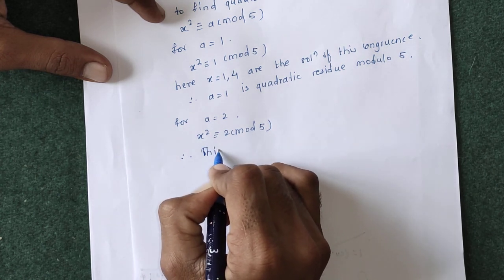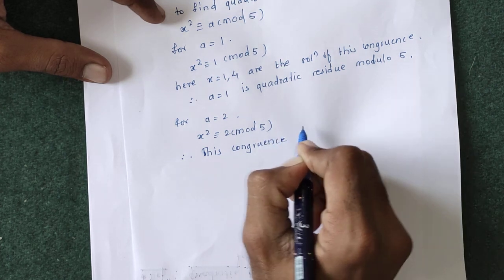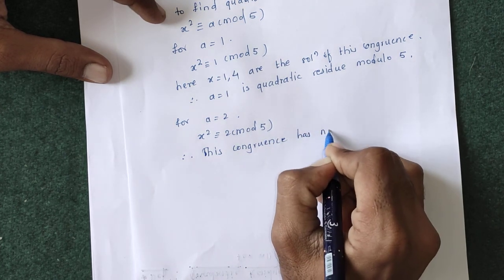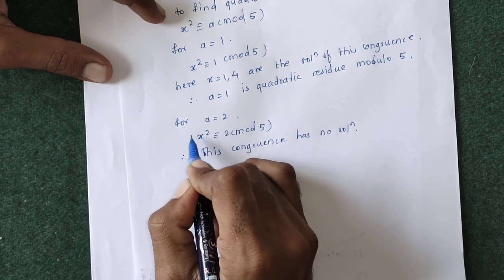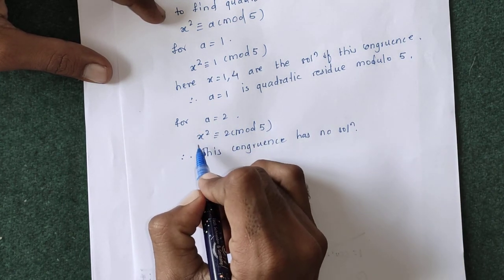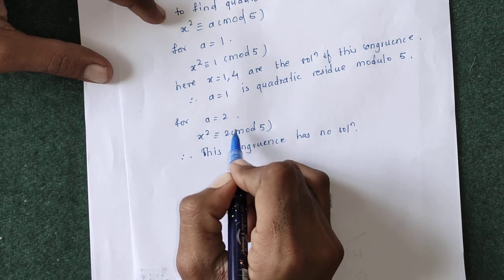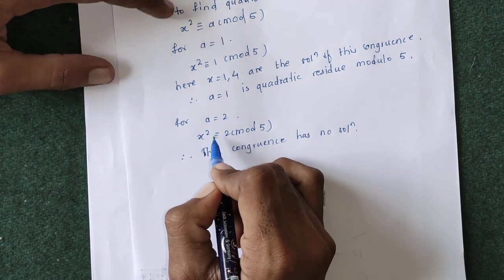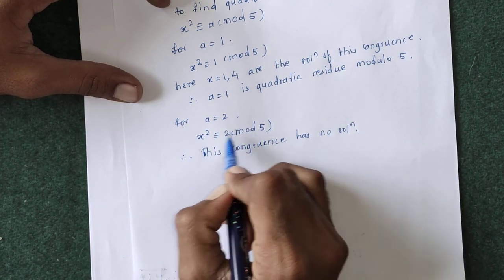Therefore this congruence has no solution, since to find the solution of any congruence, we just check for every element of the CRS under modulo m. Here 1, 2, 3, 4 are the elements in the CRS. So checking for all these 4 numbers, we cannot get the solution of this congruence.